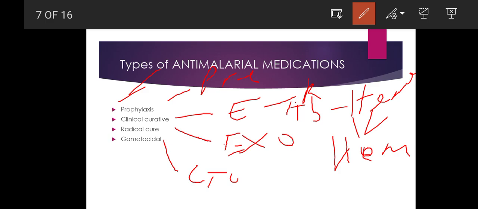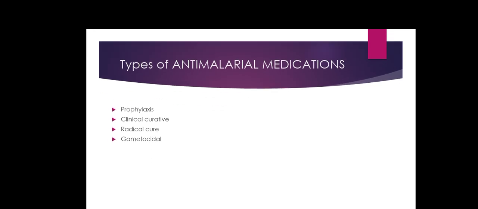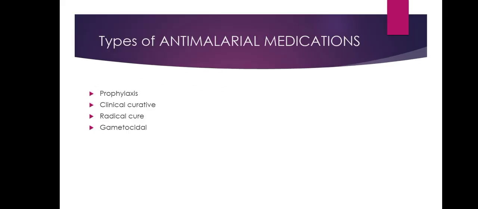And we have gametocidal. Gametocidal is actually for the benefit of the population, because it will prevent the transmission of the parasite from an infected person to a healthy mosquito, which the mosquito can now go and infect another healthy person. So gametocidal are mostly for the benefit of the population. So that being said, hope you have understood the different drugs and the different stages at which they act.